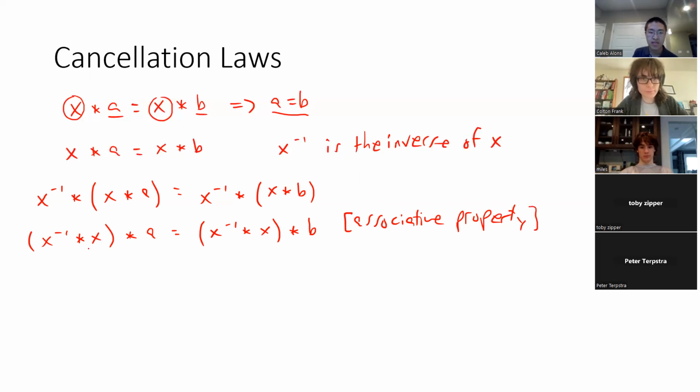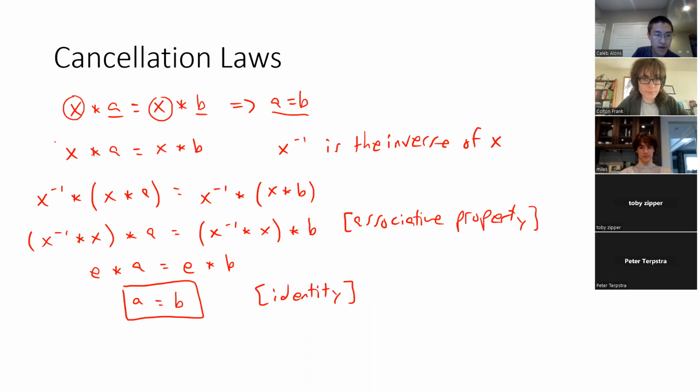Now that we've done that, we can simplify this. Remember by definition that when you interact an element with its inverse, you get back the identity. So x inverse star x would just be whatever the identity is for the group. And then we still have a. And then again, we have the identity star b. So that's just simplifying. An identity is the element that if you interact any other element with it, you simply get back the element. So the identity together with a is a, and the identity together with b is b. So that is by the identity. And look at that. We end up with the conclusion that a is equal to b, and we get that from this equation right here.